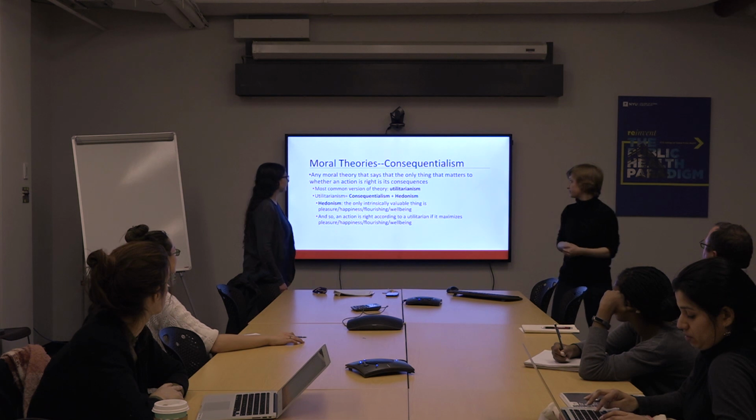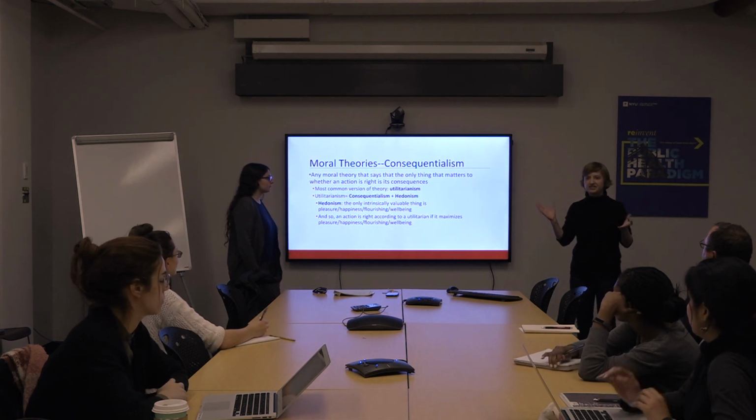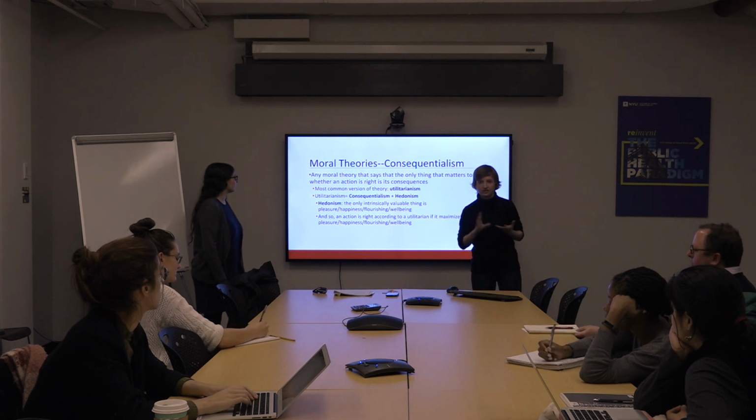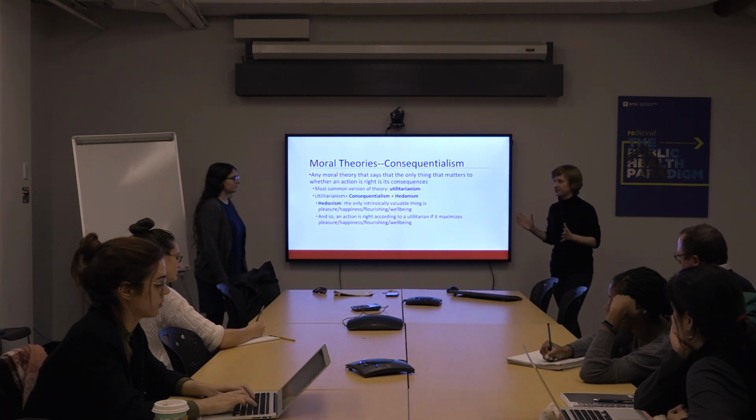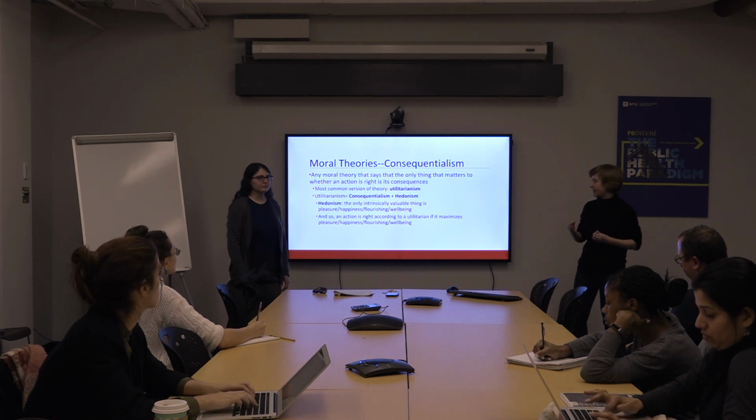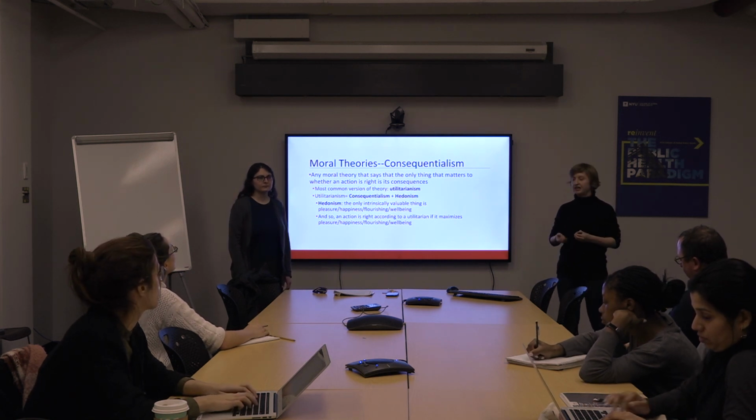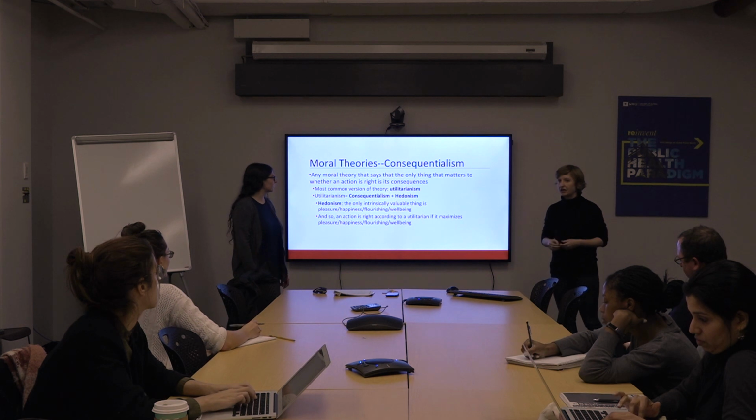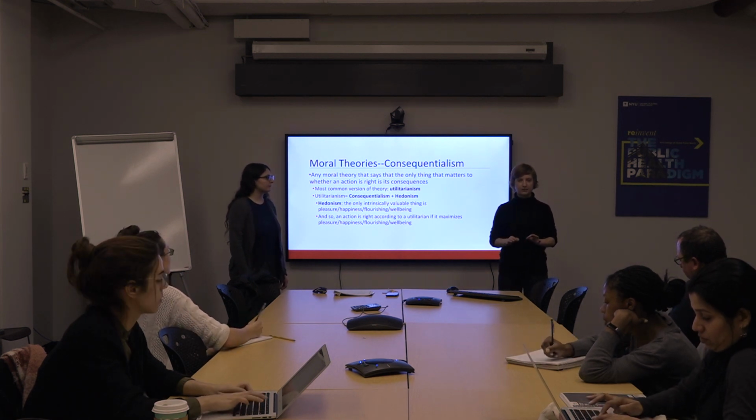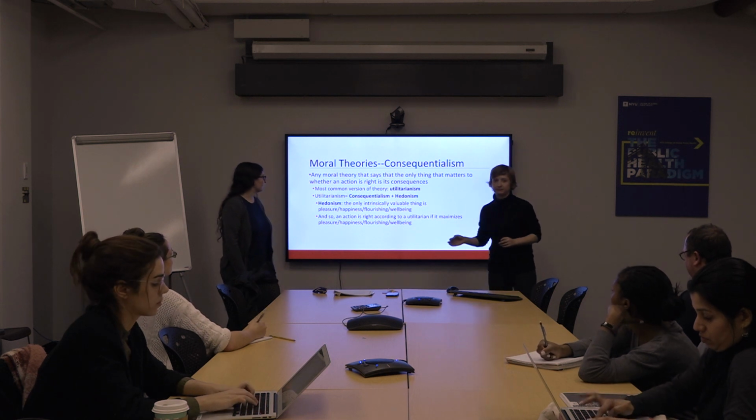Key philosophical terms. You're basically going to encounter over and over again two moral theories. The first is consequentialism. What is consequentialism? Well, it's any moral theory that says that the only thing that matters to whether an action is right is its consequences. Now, most commonly, when we're talking about consequentialist theories, we're talking about utilitarianism.